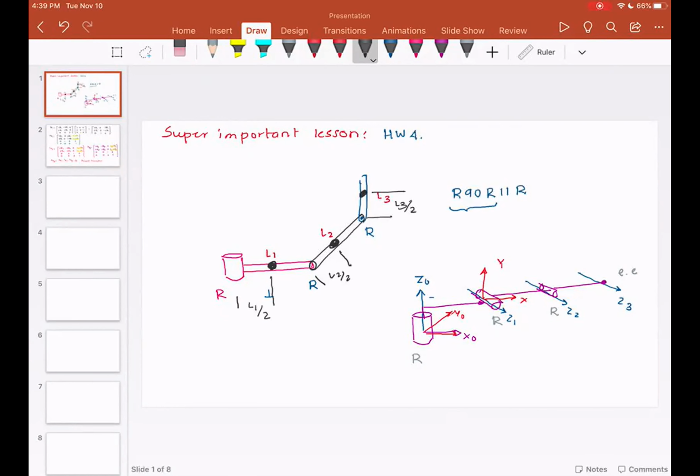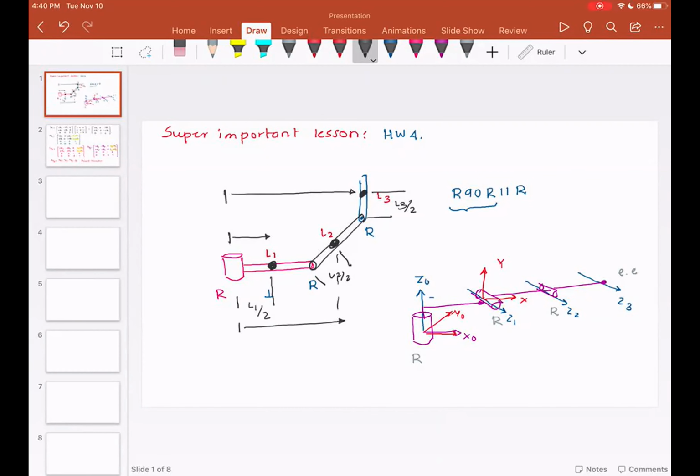So when we are trying to find out the potential energies or kinetic energies, we are interested in the distances. And let me show you what distances I'm interested in. I'm interested in this distance. I'm interested in this distance. And finally, I'm interested in this distance. So I'm not interested in the end effector.